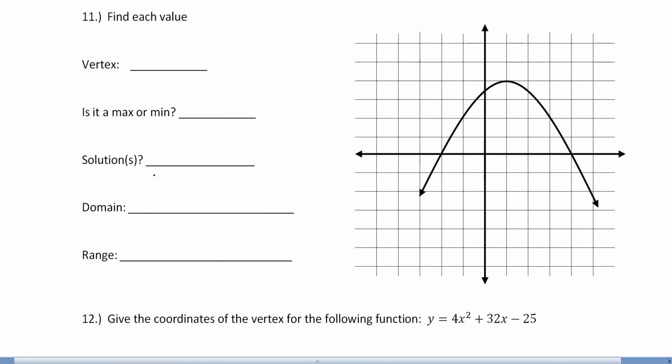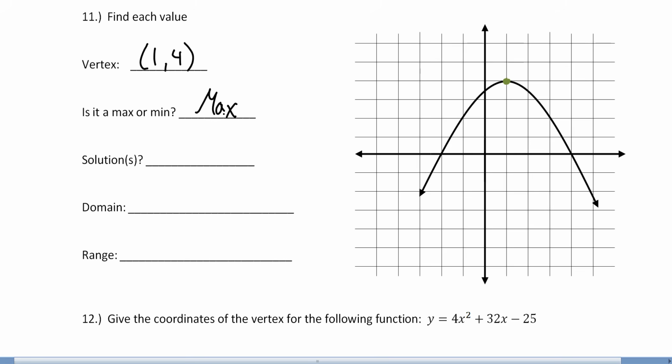The next one, looking at this graph, the vertex is the maximum or minimum point. So right here, the vertex is this guy right here, which is 1, 4, it looks like. And then it asks, is that vertex a maximum or minimum? Well, it's at the top, so it's a maximum.